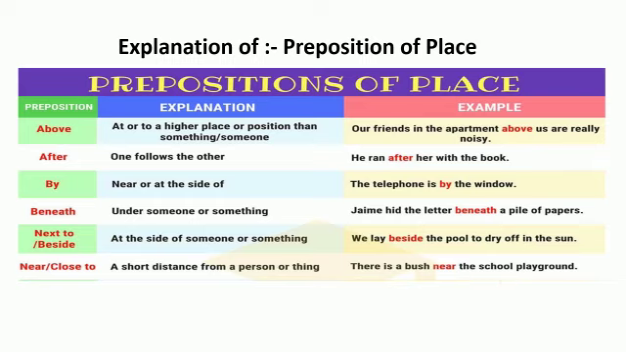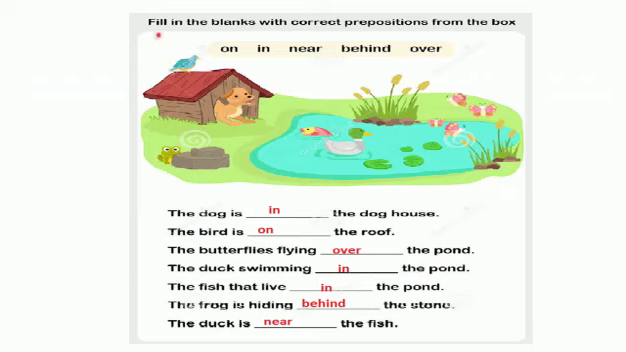Now this exercise will help you to learn the preposition. Fill in the blanks with the correct preposition from the box. On, in, near, behind, over. So these are the words we are going to use. You have to see this picture and give the answer to these questions. Let us see. The dog is dash the dog house. Where is the dog? The dog is in the dog house.